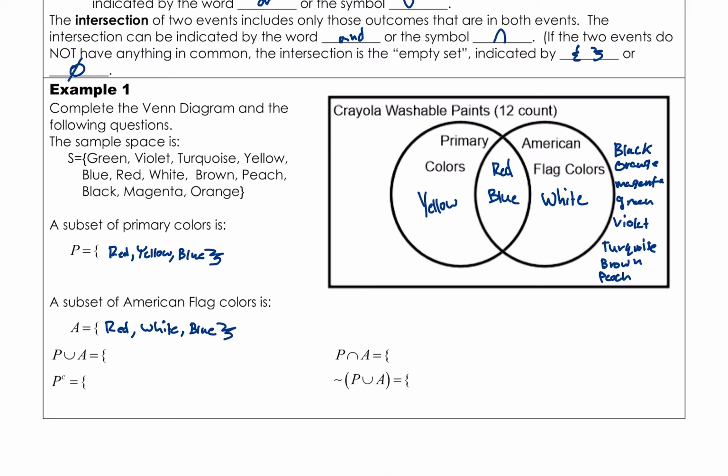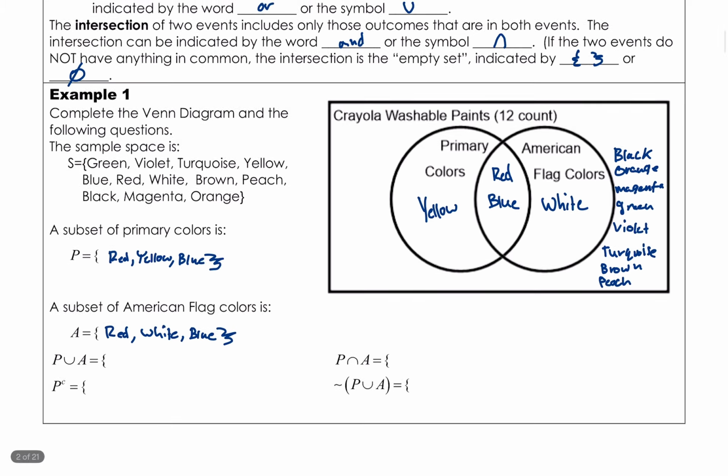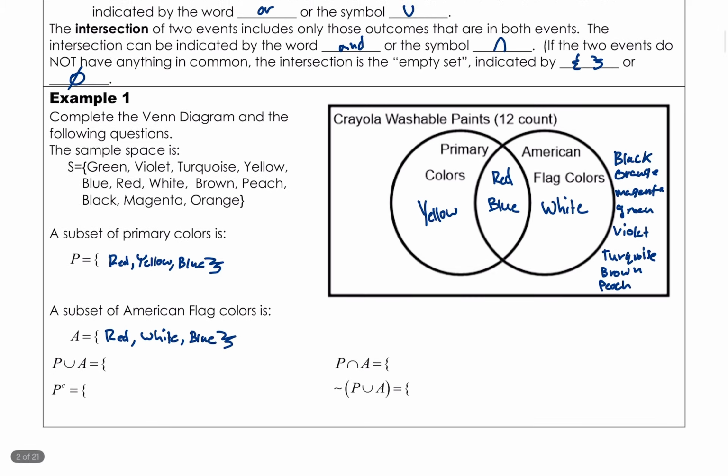Okay, now it's going to ask a couple questions. It asks for P union A. So P being my primary colors and A being my American flag colors. So what is P union A? Well, if we remember, union is all the outcomes from each event.